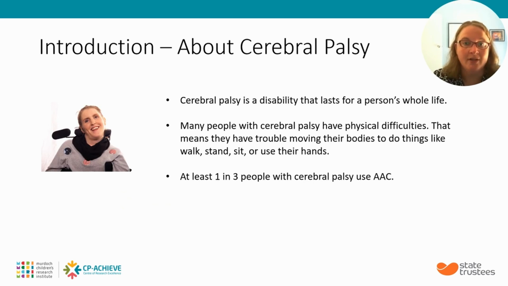A little bit about cerebral palsy. Cerebral palsy is a disability that lasts for a person's whole life. Many people with cerebral palsy have physical difficulties. That means they have trouble moving their bodies to do things like walk, stand, sit, or use their hands. And about 1 in 3 people who have cerebral palsy use AAC.